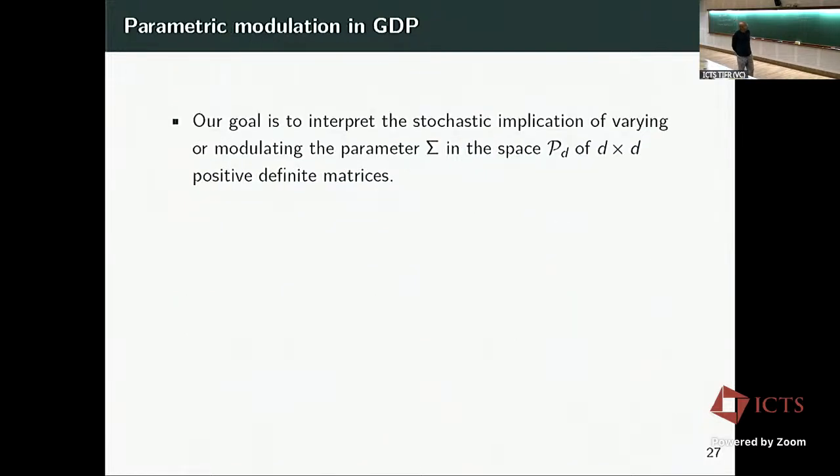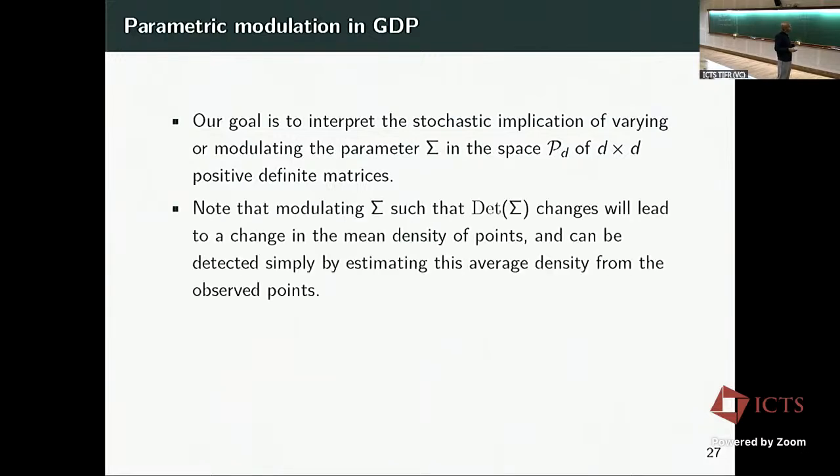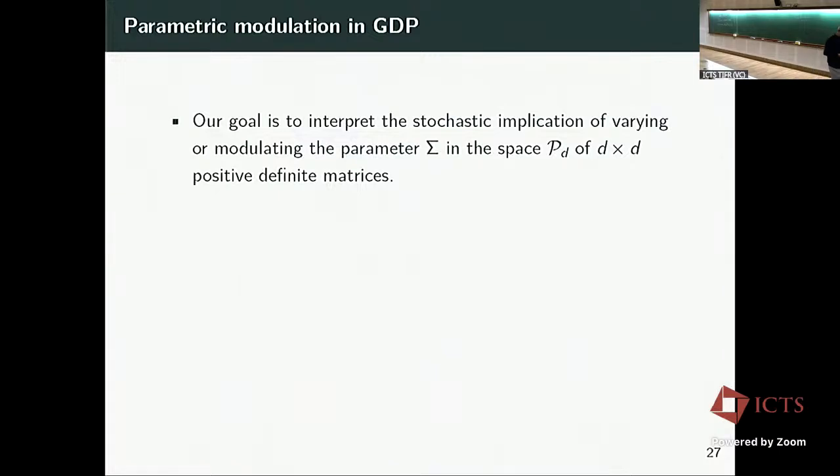Okay. So our goal is to interpret what is the stochastic implication of varying or modulating the parameter sigma in the space of D cross D positive definite matrices. Now notice that we want to do it in a way which is kind of substantial. So let's say if I do a modulation which blows up the density of points by a factor of 2, or maybe makes the points rarer, scales down the density of points by a factor of 3, then those are, in some sense, what we would call trivial transformations, because this change in density is easy to estimate just by looking at the average density of points.